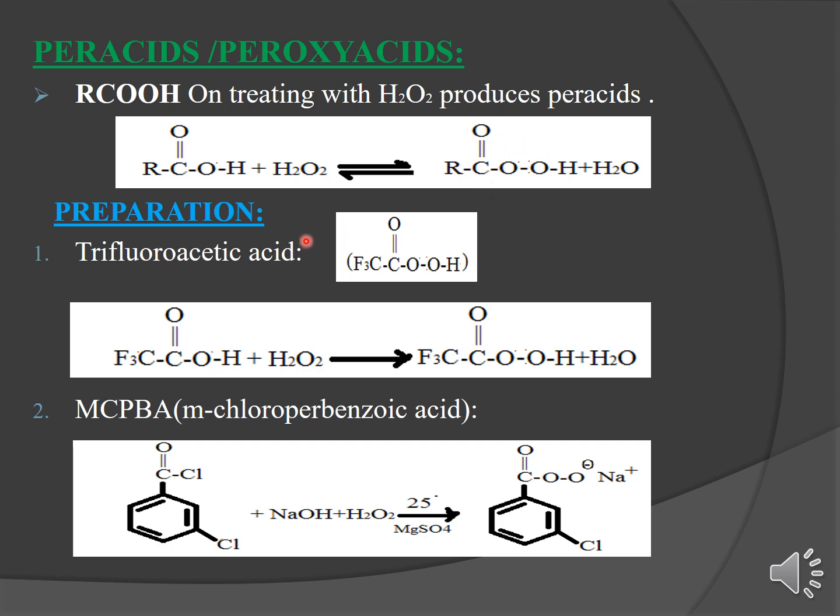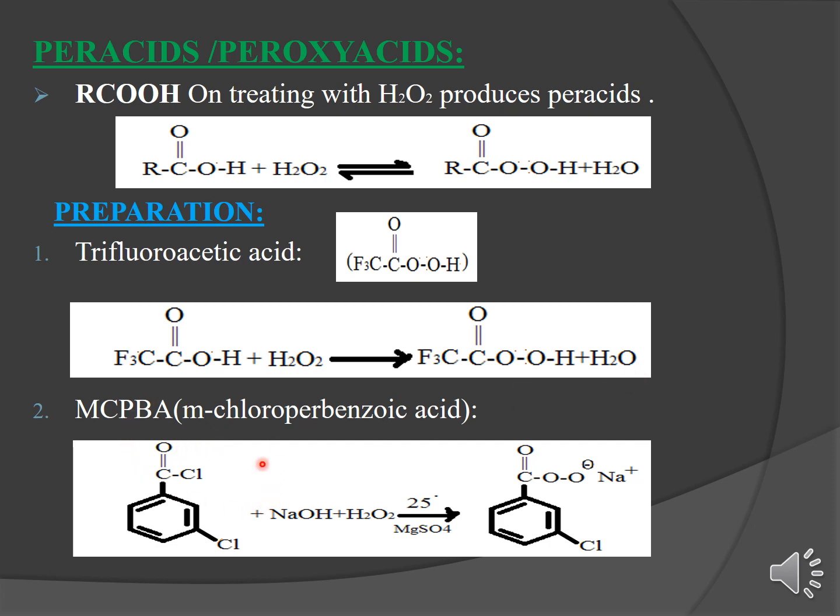Moving on to the preparations, the first is trifluoroacetic acid. This is the trifluoroacetic acid structure. And this is your trifluoroperacid structure. So here you take the trifluoroacetic acid, and upon treatment with hydrogen peroxide, you get the trifluoroperacetic acid with the cleavage of a water molecule.